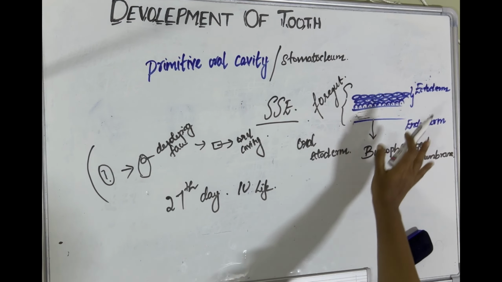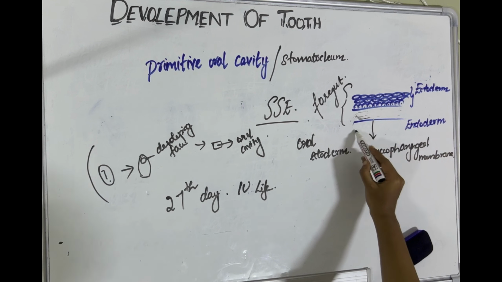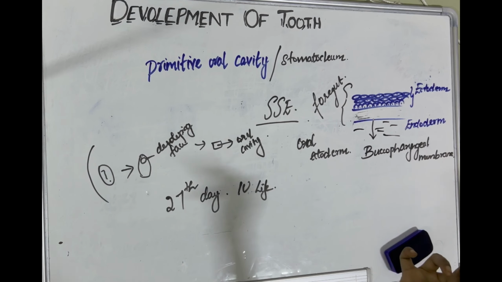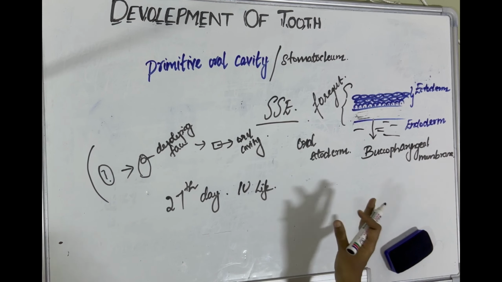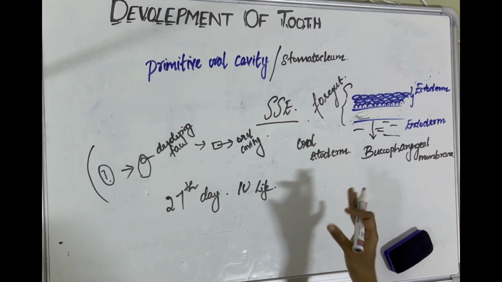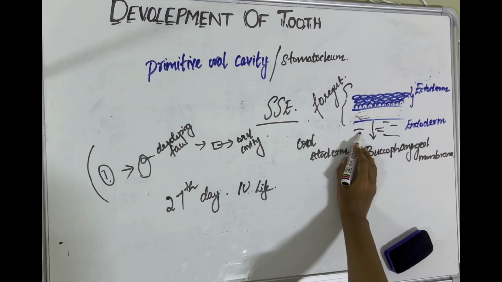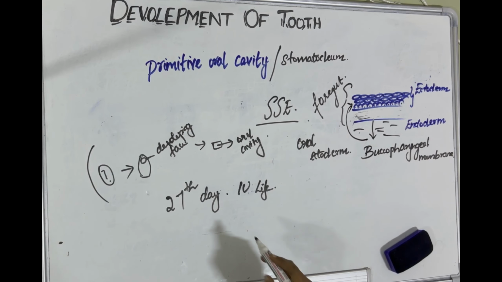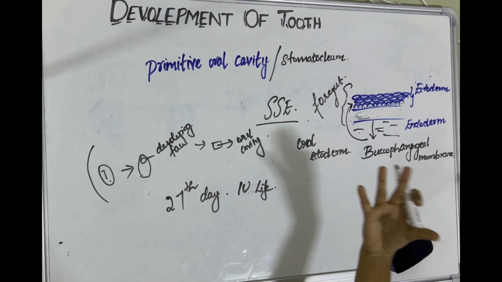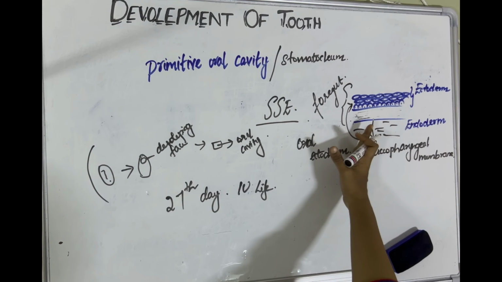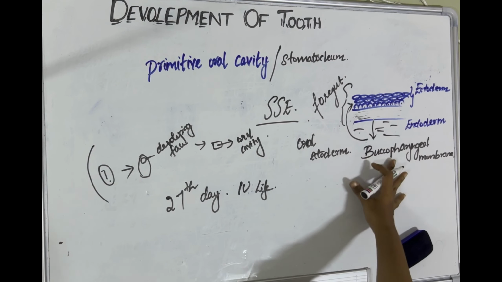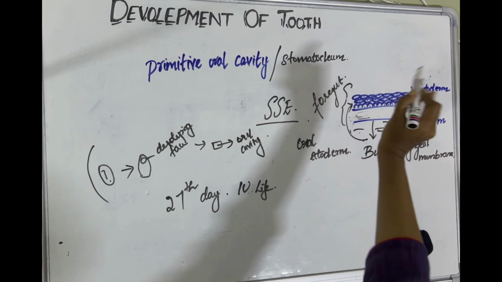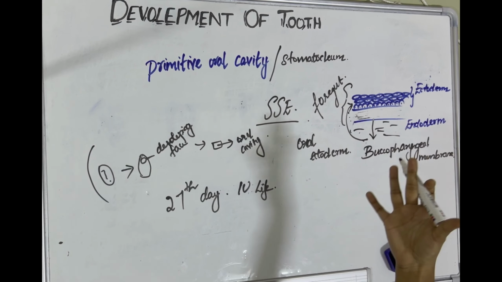We know below the ectoderm we have the endoderm, and below we have various connective tissues. These connective tissues are ectomesenchymal in origin, and these ectomesenchymal tissues will instruct the ectoderm to initiate tooth development. They will give signals to the ectoderm to initiate tooth development.